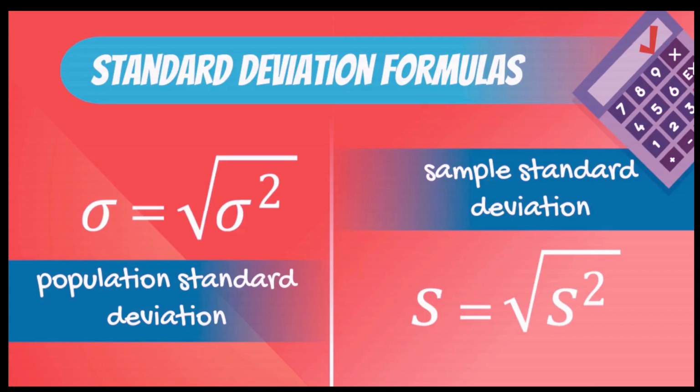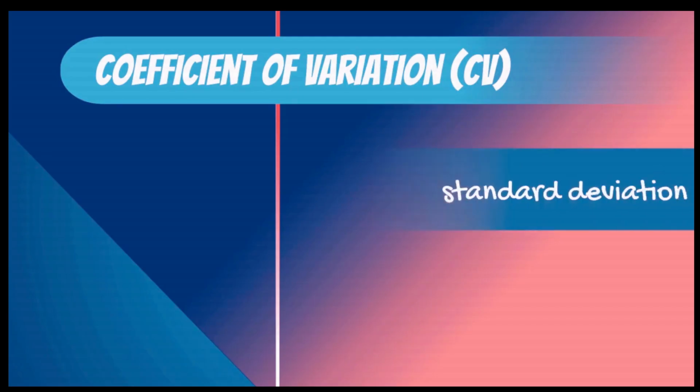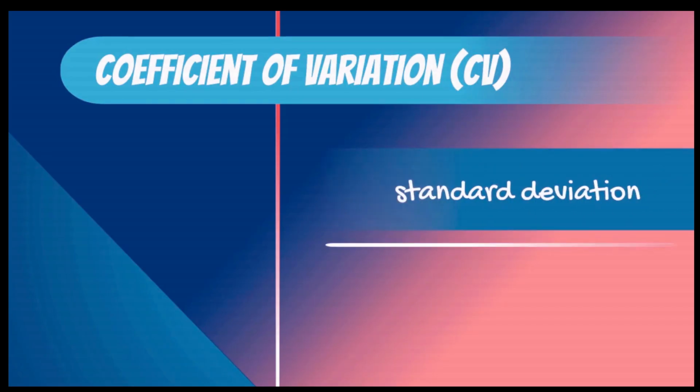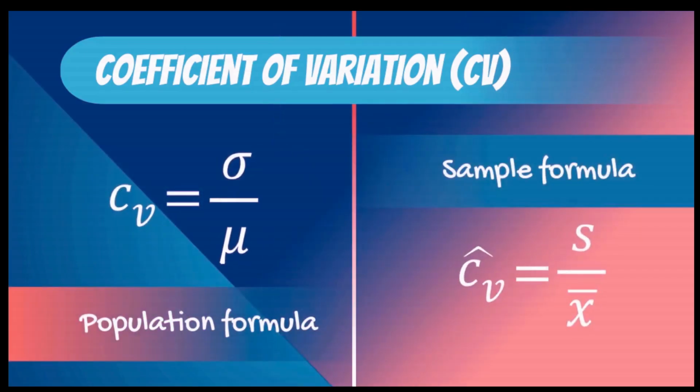Alright, the other measure we still have to introduce is the coefficient of variation. It is equal to the standard deviation divided by the mean. Another name for the term is relative standard deviation. This is an easy way to remember its formula. It is simply the standard deviation relative to the mean. As you probably guessed, there is a population and sample formula once again.